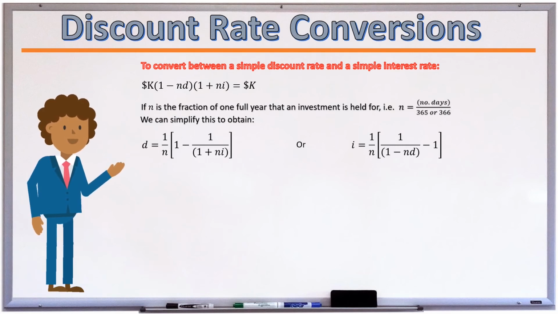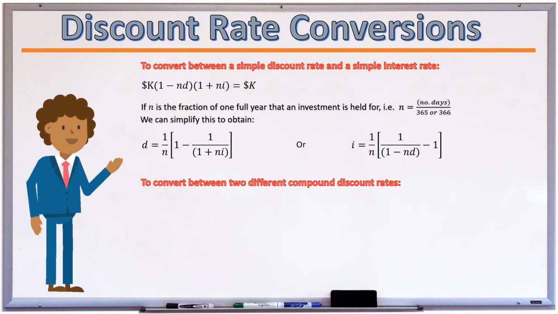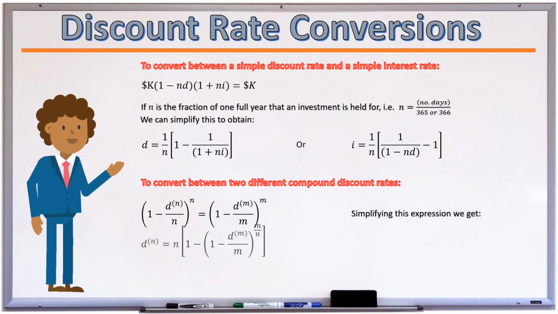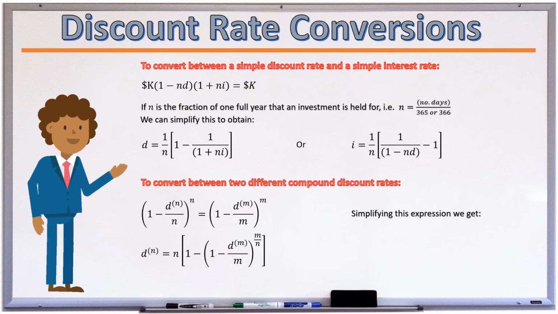If d needed to be specified as a compound rate, then just as was the case for interest rates, we can use the following formula to convert between discount rates of different compounding frequencies. (1 − dn/n)^n = (1 − dm/m)^m. Simplifying this gives dn = n × (1 − (1 − dm/m)^(m/n)), and we close the big brackets and just multiply all of that by n.